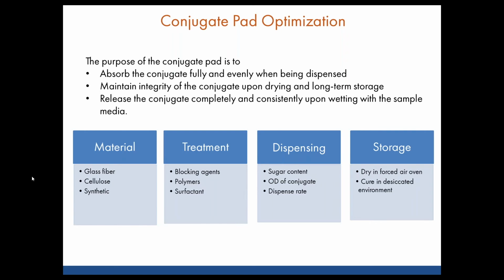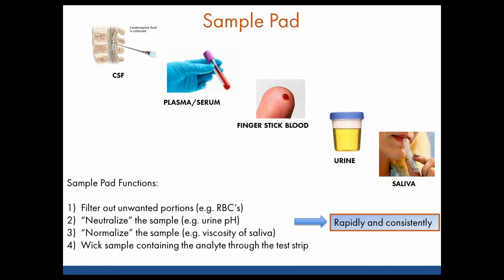The next topic that we're going to talk about is the sample pad. The sample pad is the first point of contact between the sample and the test strip, and it's critical for delivering the sample of interest to the reagents in the strip. This slide shows a small subset of the various types of fluid that can be used on a lateral flow assay. The biological fluids here are shown in a gradient of the difficulty of sample collection, starting with CSF, to venous blood collection, fingerstick blood, urine, and saliva.